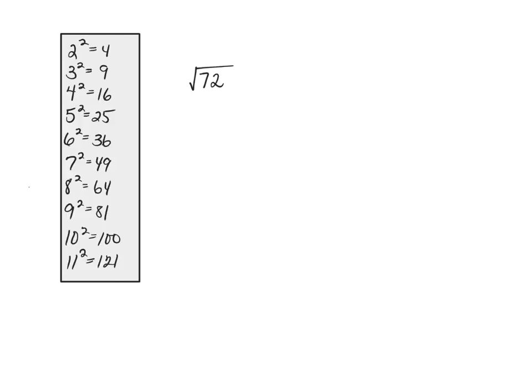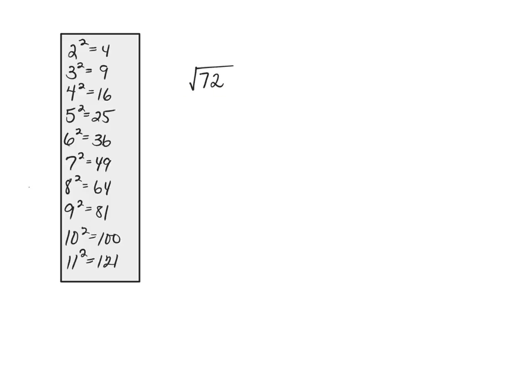Okay, suppose that I want to simplify the square root of 72. I have made a list of all of my perfect squares from 2 squared, which is 4, to 11 squared, which is 121, over here on the left. The reason I want to do this is actually two reasons. First reason is 72 is not on this list. I go from 64 to 81.